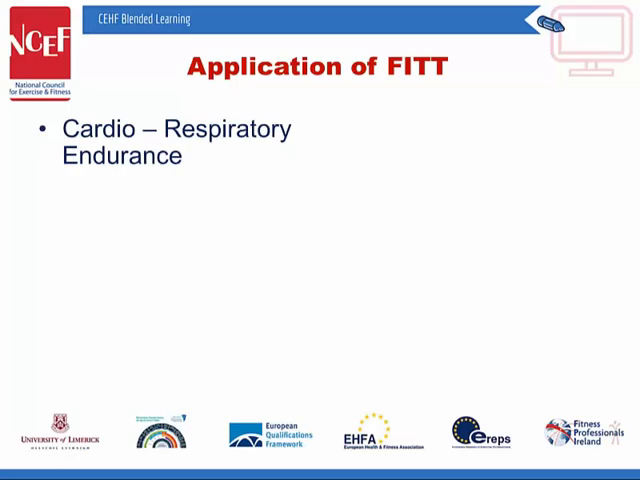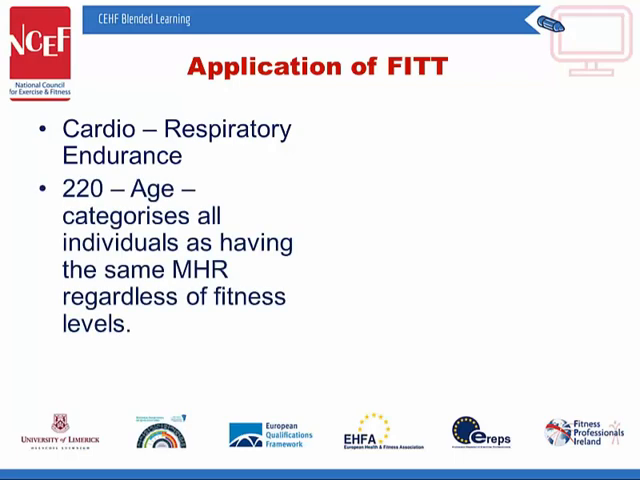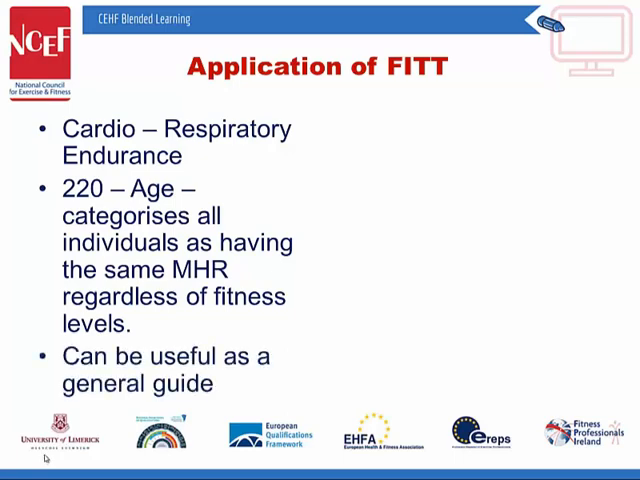So coming back again to the application of FITT to cardiorespiratory endurance, we asked you to look at the 220 minus age formula and to write down any disadvantages or limitations you can see. Well, the first one is that it categorizes all individuals as having the same maximum heart rate regardless of their fitness level. In other words, if you line up 20 30-year-olds, you are assuming that their maximum heart rate is the same, no matter how fit they are. But it can be useful as a general guide when trying to find out a person's target heart rate zone, or the heart rate zone that the person should train at.